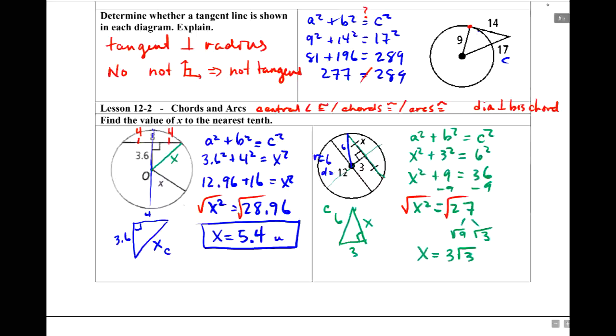Generally not a number we are going to be able to use, so we throw that into our calculator. 3 square root 3 is 5.196, so x, rounded to the nearest tenth, is 5.2 units long. So we could use that to find the entire length of our chord if we needed to. All right, that first page went pretty well.